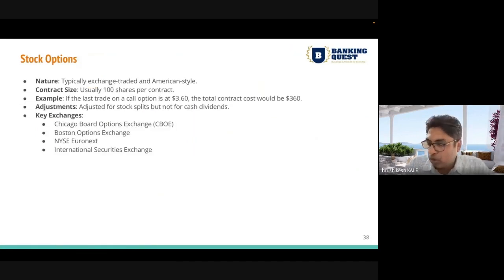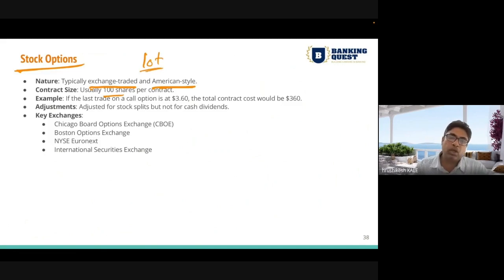Okay. Stock options, options on stocks. They are typically exchange traded and they are American style. Their lot size is 100 shares generally. That is not the case in India, but in the US, yes, the lot size is 100 shares per contract. So if the call price is 3.6, you just multiply it by 100 and the contract will cost you $360, because the lot size is 100.